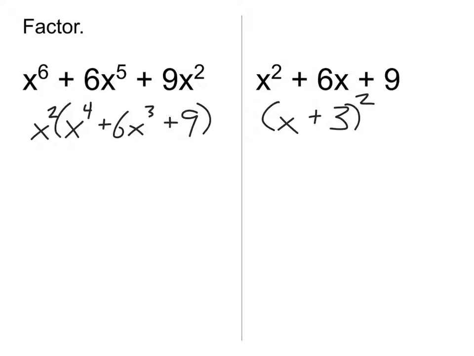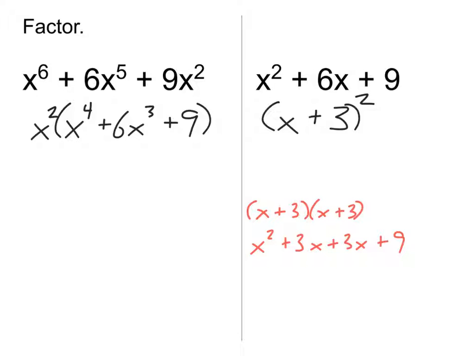If you aren't sure, you could always double check yourself. Now, when I say double check yourself, what that means is that if I do x plus 3 times itself, because of course that's what squaring means, I should get what I started with. And you'll notice I would, because when I do the 3x plus 3x, that gives me the 6x. And so yes, that is the same.